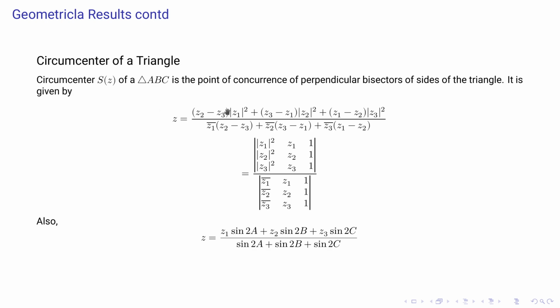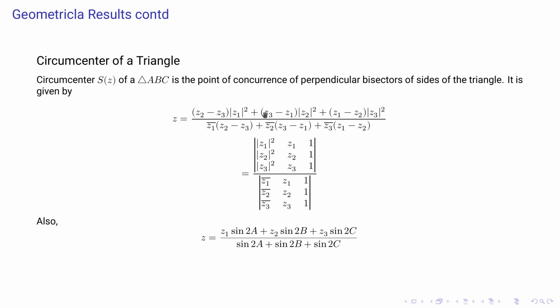Circumcenter is hard to compute, but it's not hard to understand. Circumcenter is the point of intersection of the perpendicular bisectors of the sides of a triangle. So it is given by this equation. It is a mouthful to read, so I won't read it. And this is equivalent to this equation. So if you solve the determinants, you will get this.